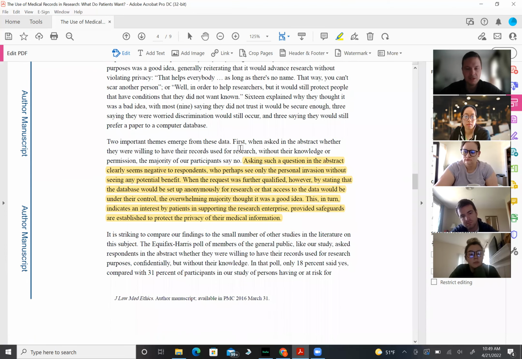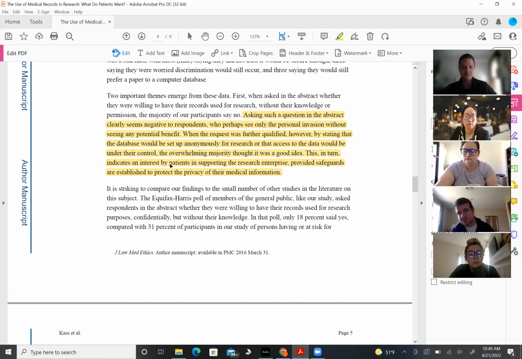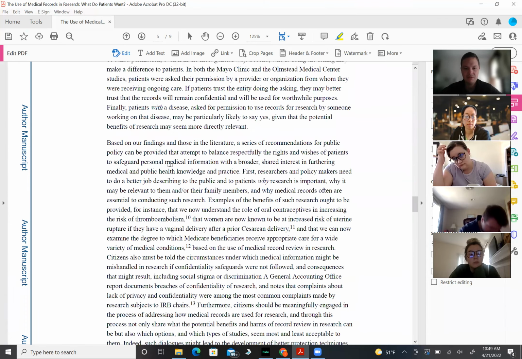And researchers also found that because they were talking about patients with chronic illnesses who were suffering greatly at the hands of their illness, they were more willing to let their data be used without their consent, because they know firsthand how debilitating it can be and how research could benefit others.